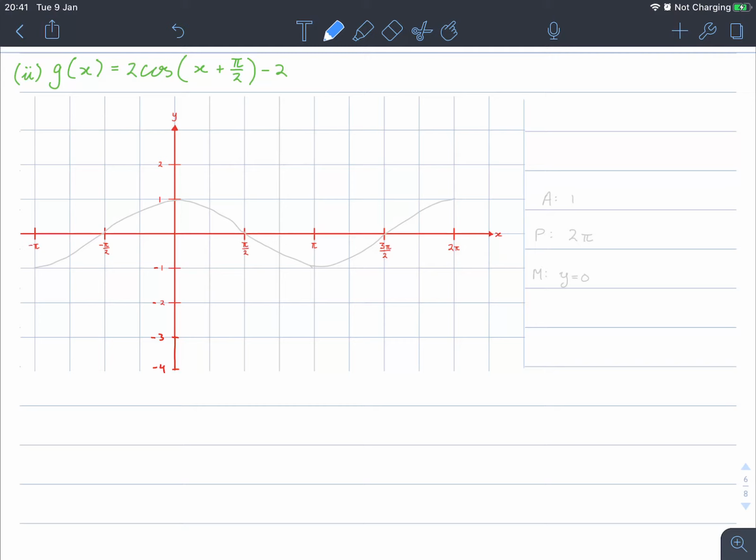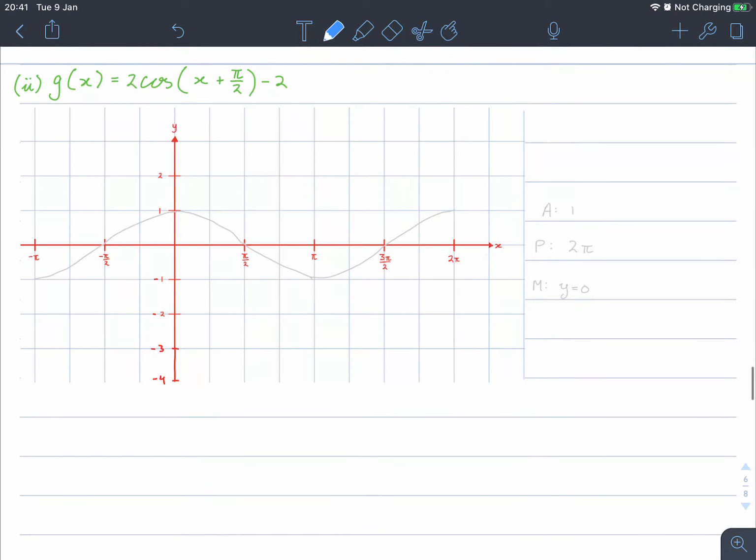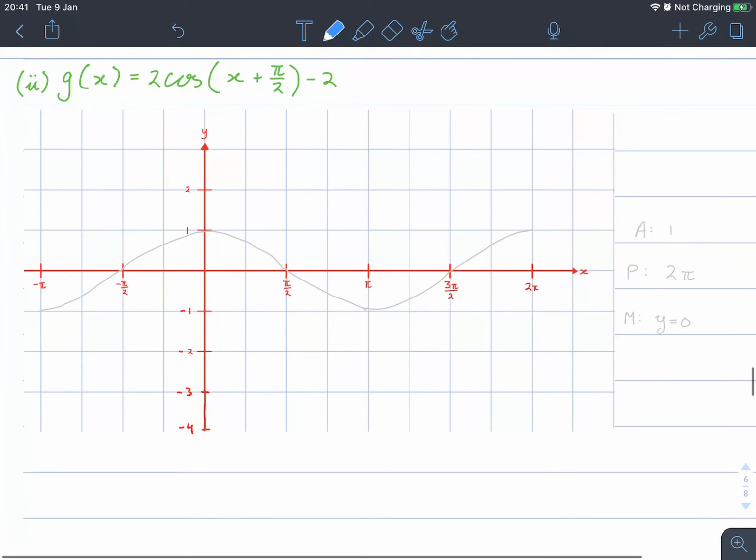So when it comes to graphing these sorts of functions, we look at each individual component, and I've shown you here what cosine should look like and all the critical points that we should know. So let's get to it.